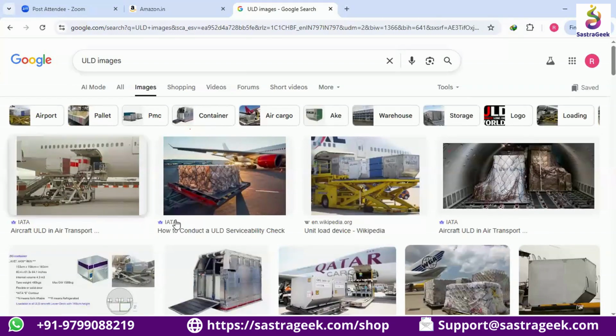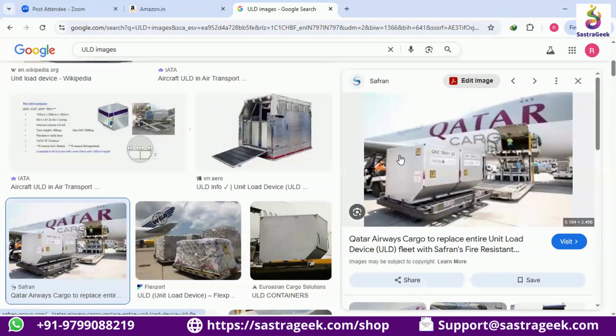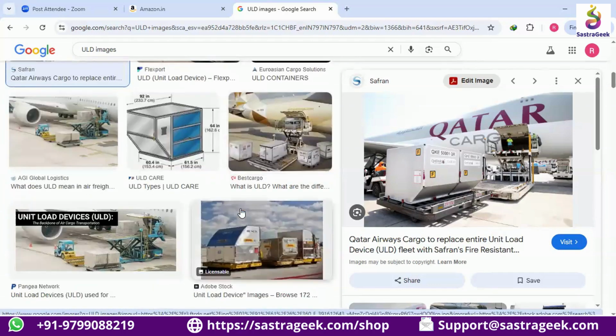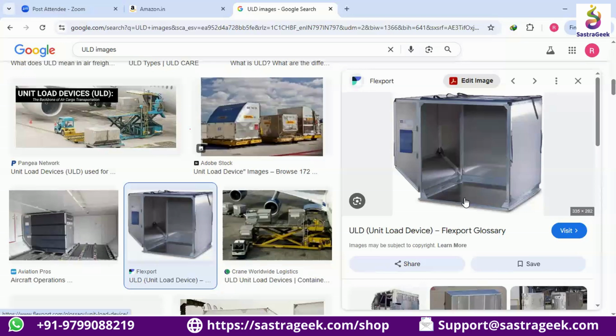This ULD basically looks like this. You might have seen these small boxes being loaded onto air cargo planes if you have flown with any of the airlines. Some cargo planes will be loaded with these small boxes. These small boxes are called ULDs, unit load devices. These are of very small shapes and sizes altogether, and they are very lightweight material designed objects, meant for air transportation.